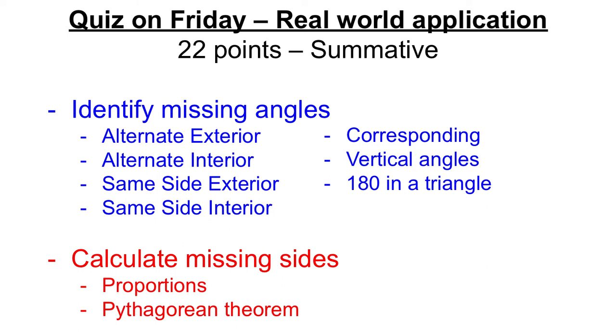The types of things that you have to be familiar with are some things that are left over from chapter 2, like finding missing angles, whether that be alternate exterior or interior angles, same side interior, same side exterior, corresponding, vertical, or knowing there's 180 degrees in a triangle. Or it could be things that are new for this unit to find missing side lengths, like doing proportions and doing Pythagorean theorem.